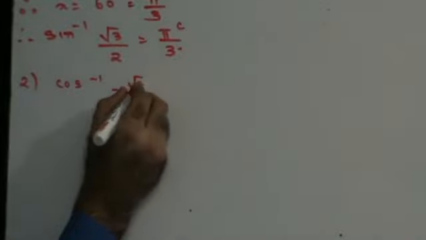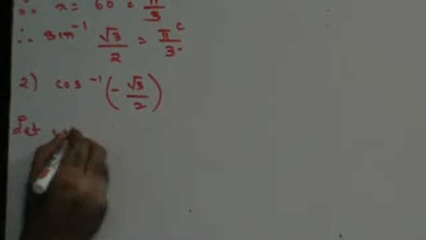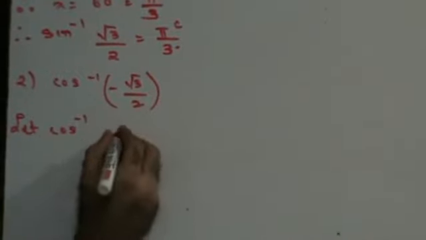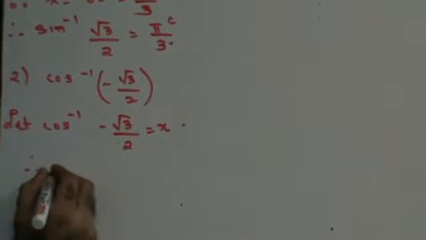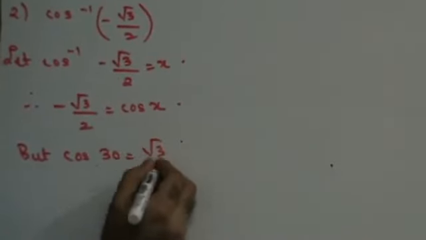Next, let's see another sum, guys. Cos inverse of negative root 3 by 2. Same way as we did the previous sum, we'll say let cos inverse of negative root 3 by 2 be equal to x. Therefore, negative root 3 by 2 is cos x. Now we know that cos 30 is root 3 by 2, but here we have the answer as negative.